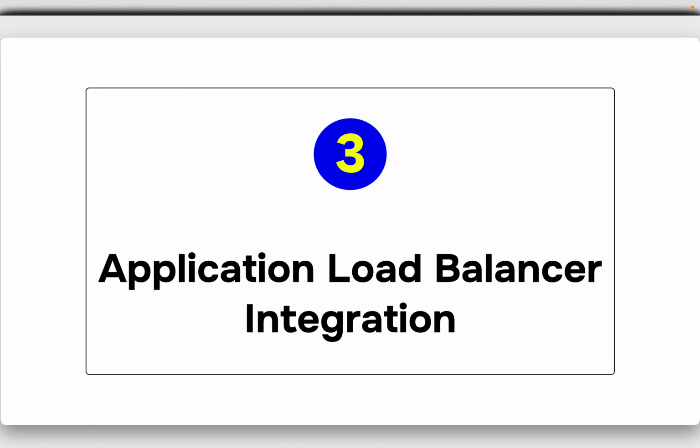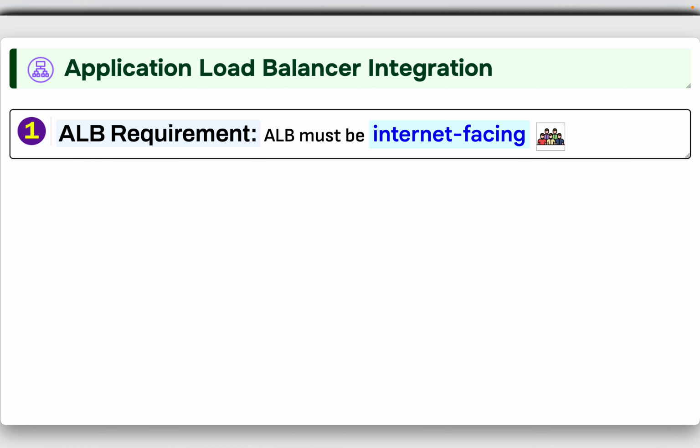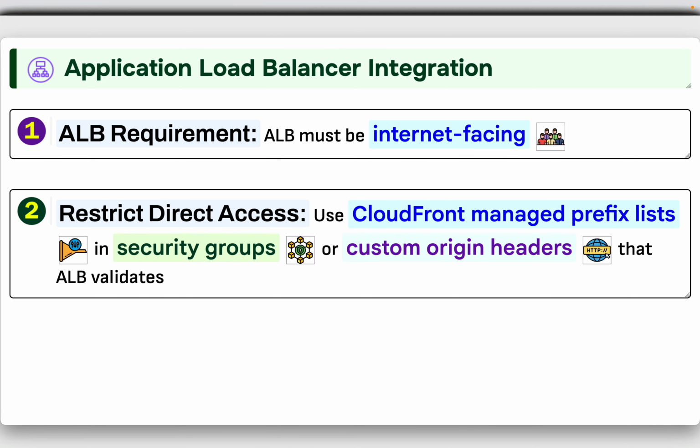Third topic, application load balancer integration. ALB requirements. The ALB must be internet facing to work with CloudFront. Restrict direct access. Use the CloudFront managed prefix list in security groups or custom origin headers that the ALB validates to prevent direct access to the ALB.